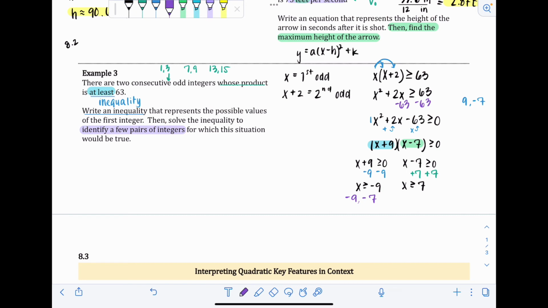Okay, so the other pairs we could use are 7 and 9. If we multiply those two together, it would be greater than 63. The next pair would be 9 and 11. If we multiply those two together, it would be greater than 63, and so on.